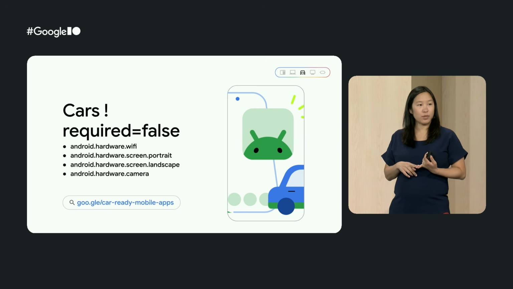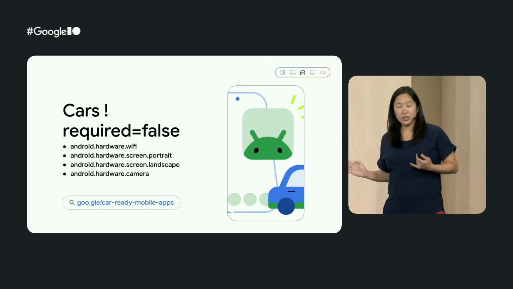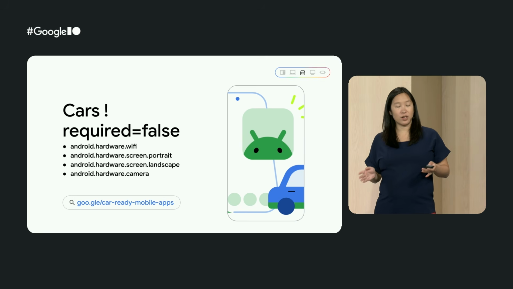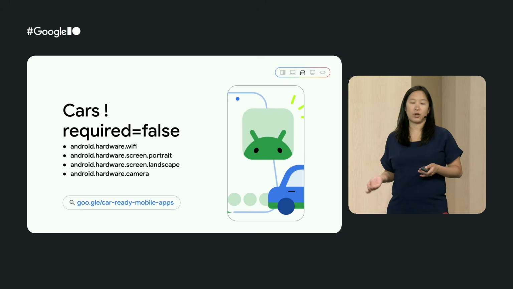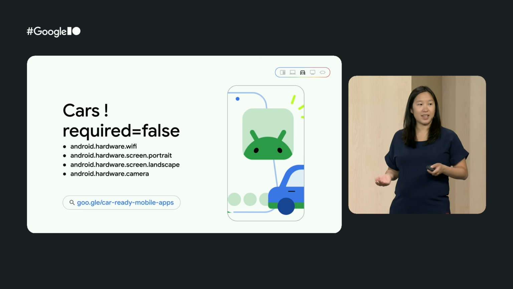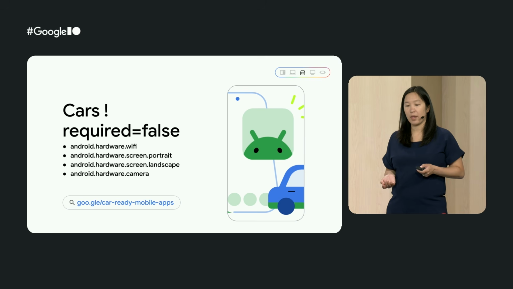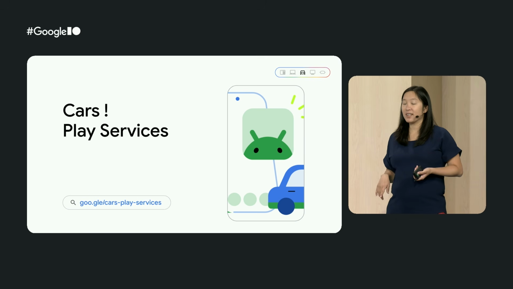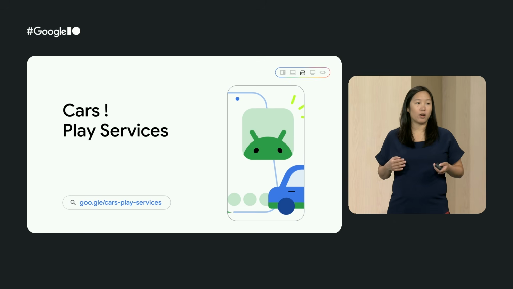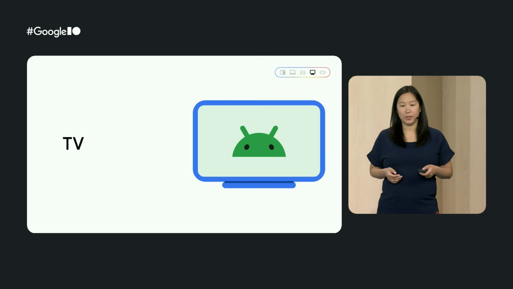So first, check your manifest for these features. Of course, your app can still take advantage of these features on devices that support them, but if your app doesn't need them to run, you can indicate that with required equals false. Secondly, check your dependencies on Google services. Many of the Google Play libraries you use on mobile are also available on cars, but not all, and you can check the docs to see if you're inadvertently including a library.